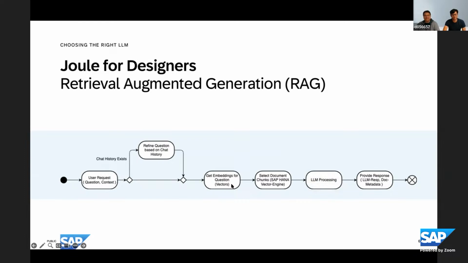message toast, we take this question, then we see whether we already have some chat history. If there is, we try to refine the question to include the currently asked question with the context that was there before. And from what we then get as a refined question, we ask the vector engine to retrieve documents that fit exactly the meaning of the topic you're asking for. That's done in the SAP HANA database.